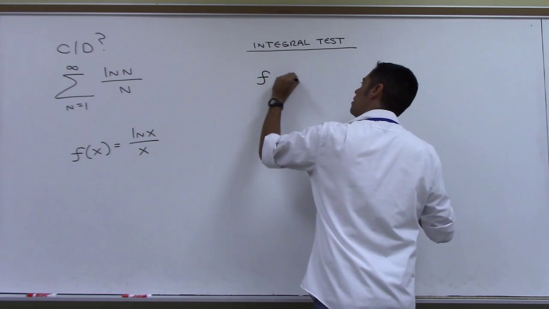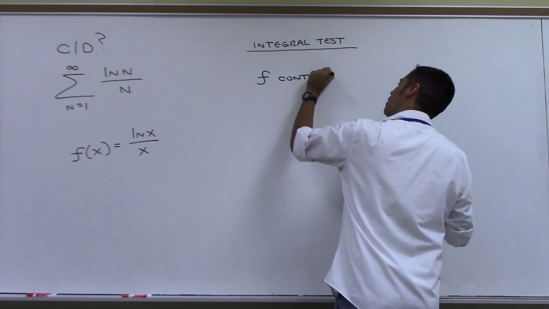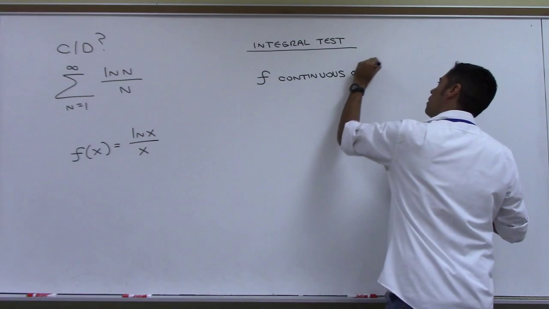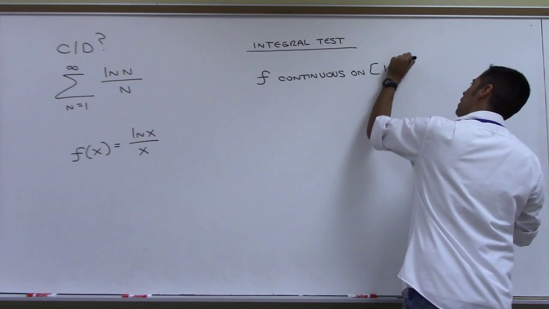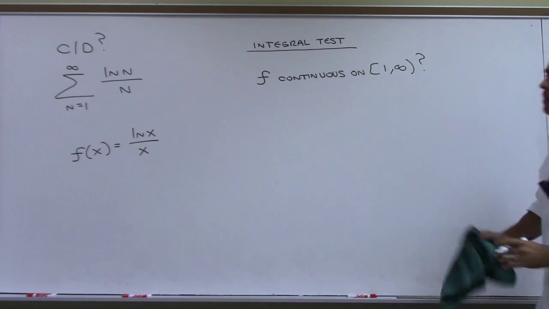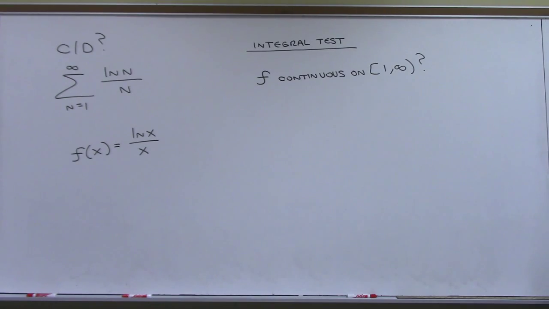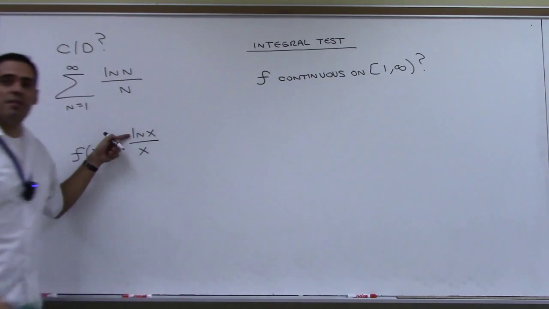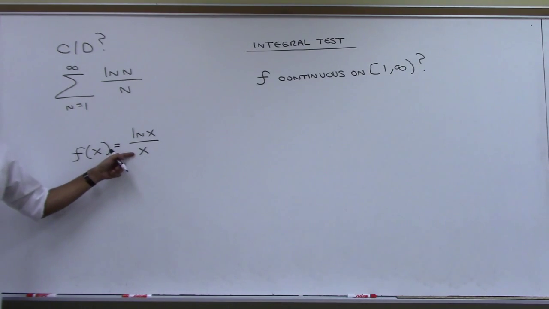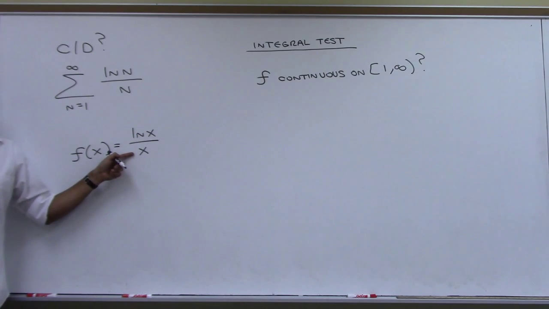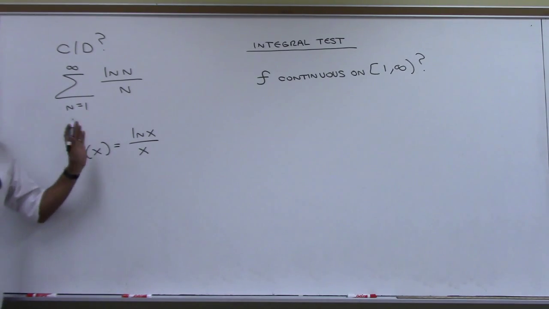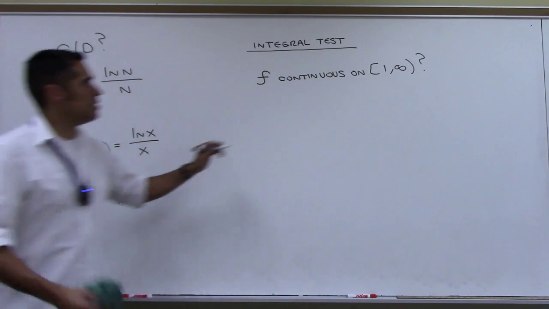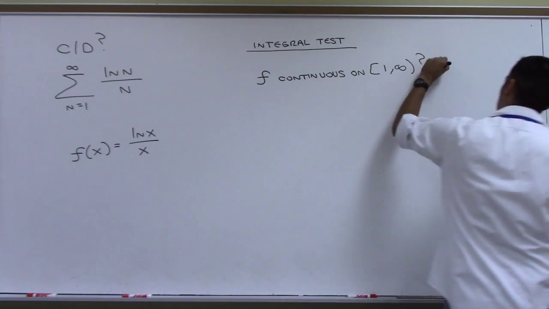F continuous on 1 infinity. This is the question. Is it? Why? Natural log is continuous. X is continuous on 1 infinity, right? Because at 0, they're both in trouble, right? But I'm not looking at 0. So is this? Yes.